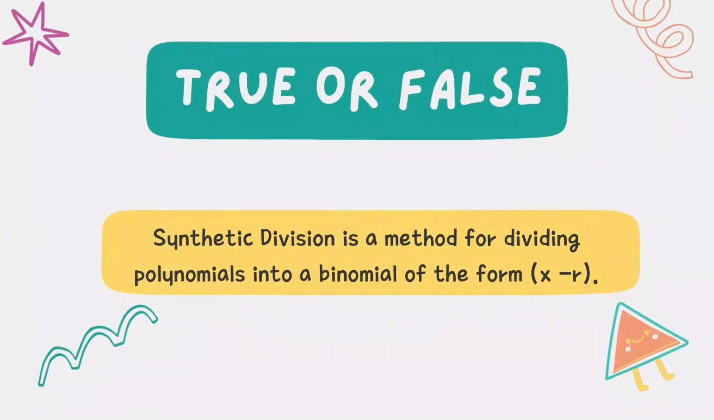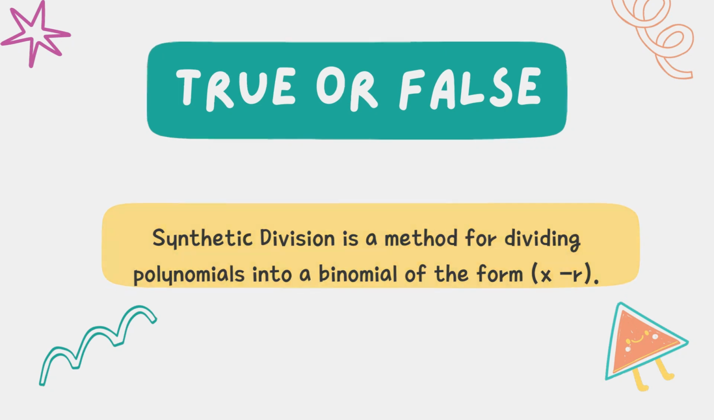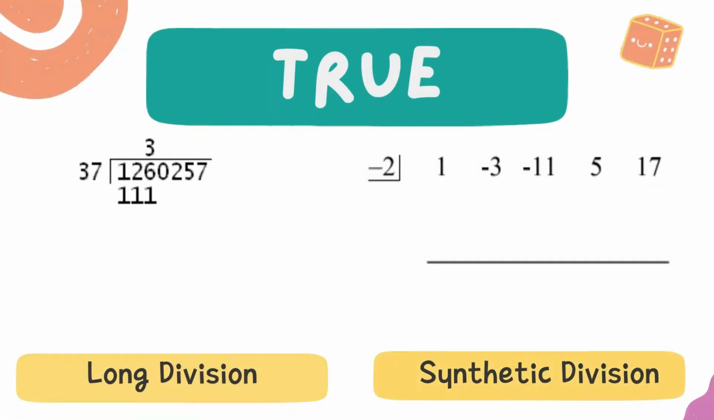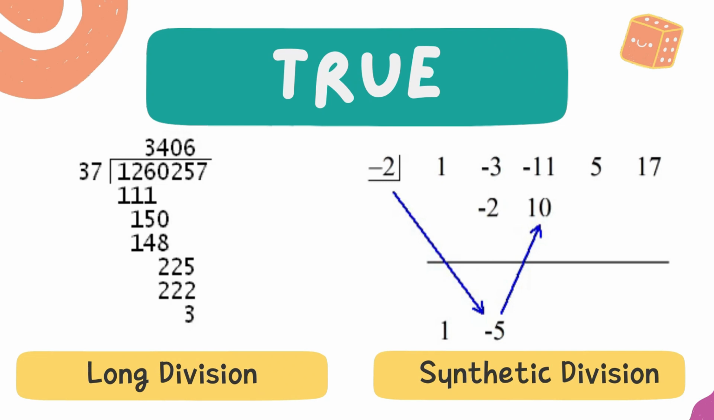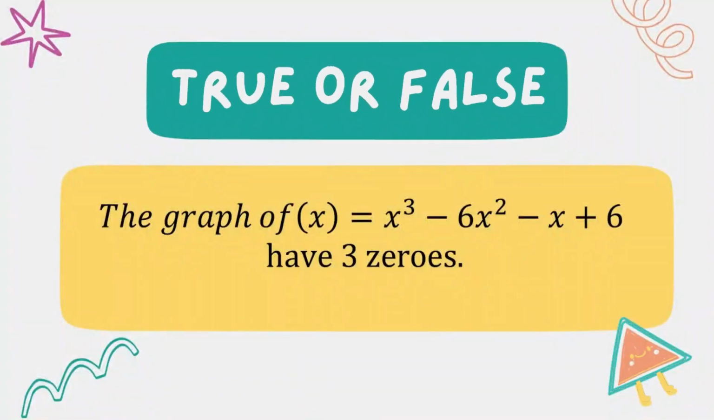Next, synthetic division is a method for dividing polynomials into a binomial of the form the quantity x minus r. The answer is true. We have two ways to divide polynomials. One is the long division and the other one is by synthetic division.